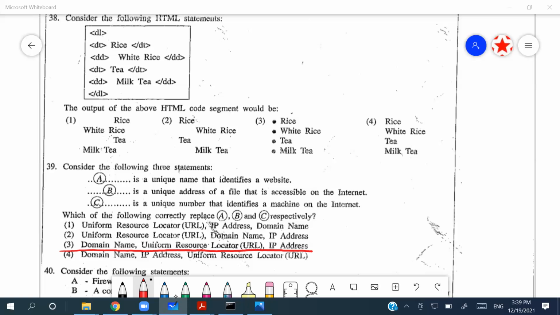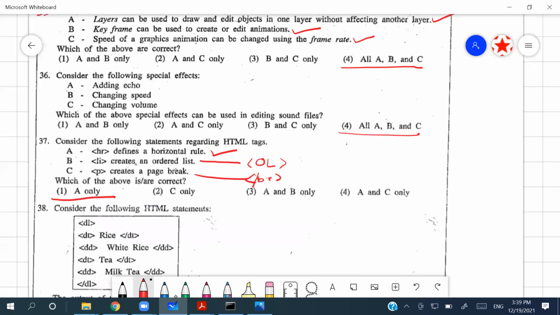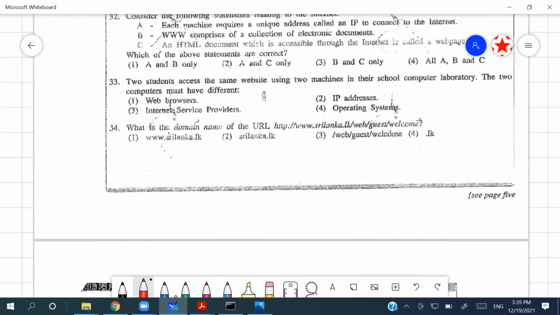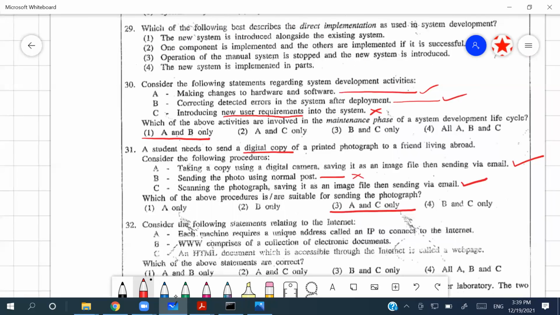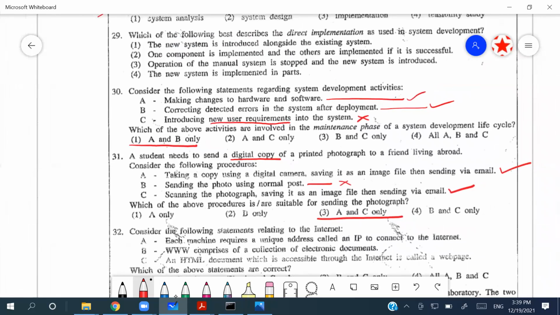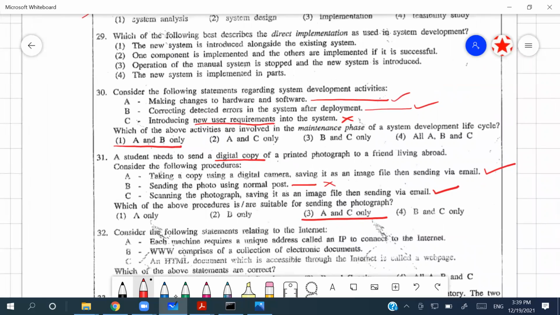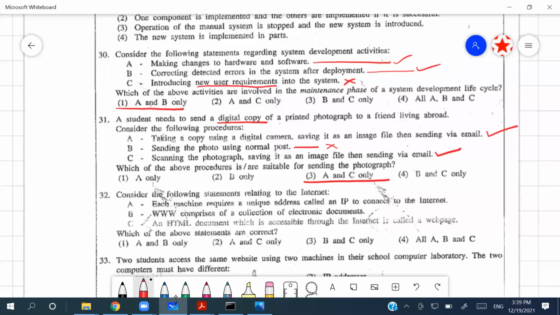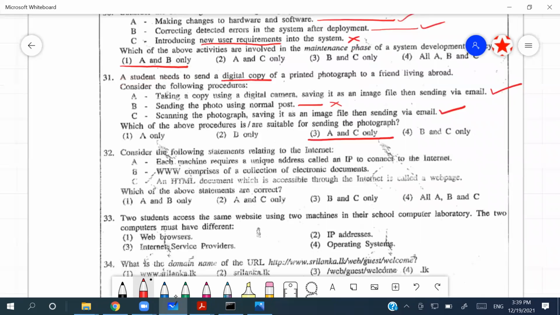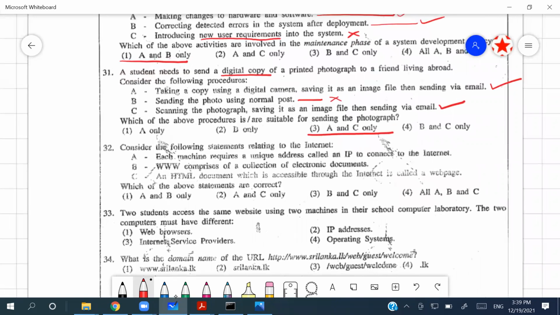For the 30th, Seran, yeah, since they have given the fourth one as the answer in this marking scheme, take the fourth. But even for the people who got the first one as your answer, take that as well.